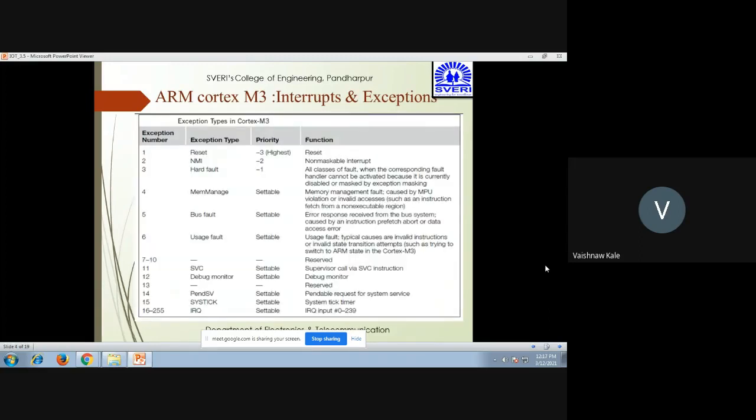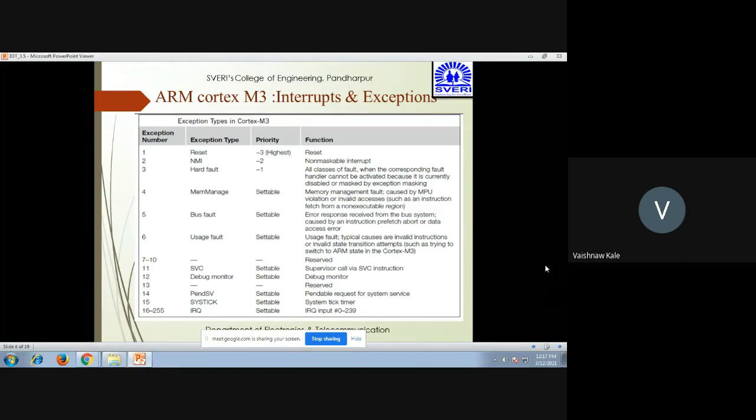Now you can see the exception type, the exception number, and the function. There is no zero exception number here; it starts from 1 and goes to 255. One is the reset, the second is the non-maskable interrupt, and the third one is a hard fault. This is a class of fault when the corresponding fault handler cannot be activated because it is currently disabled or masked by exception masking. The fourth one is the memory management fault. It is caused by an MPU violation. MPU is the memory protection unit; the violation may also be an invalid access such as an instruction fetch from a non-executable region. Then the fifth one is a bus fault.